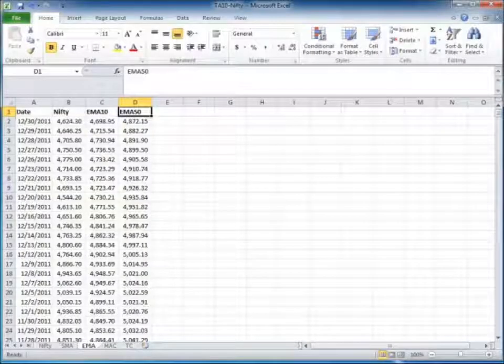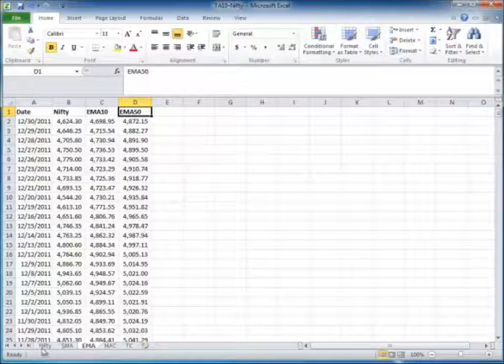Moving average crossover. Here we are back in Excel, and what we are going to do now is actually implement this moving average crossover strategy and see how it would perform on historical data. Right? So we'll use this Nifty index. We'll look at exactly how would the strategy perform had we implemented it in the past.